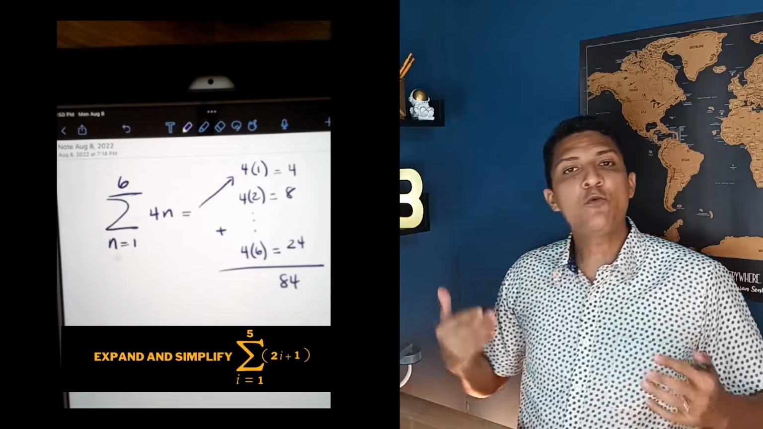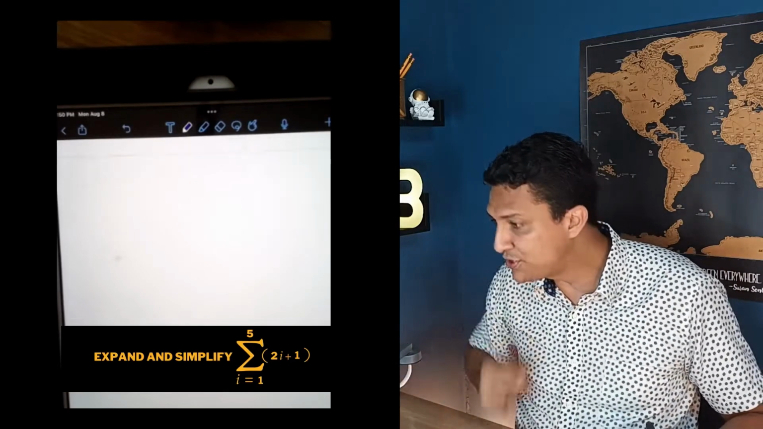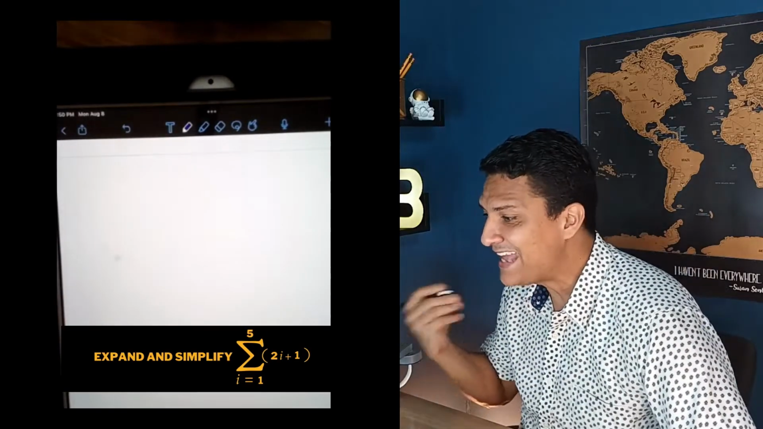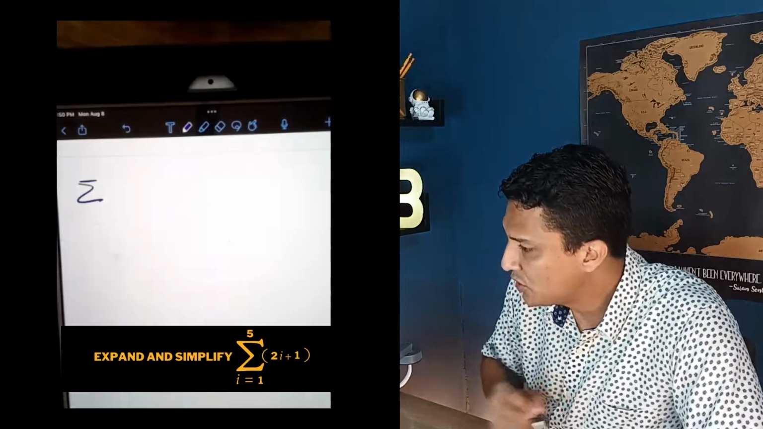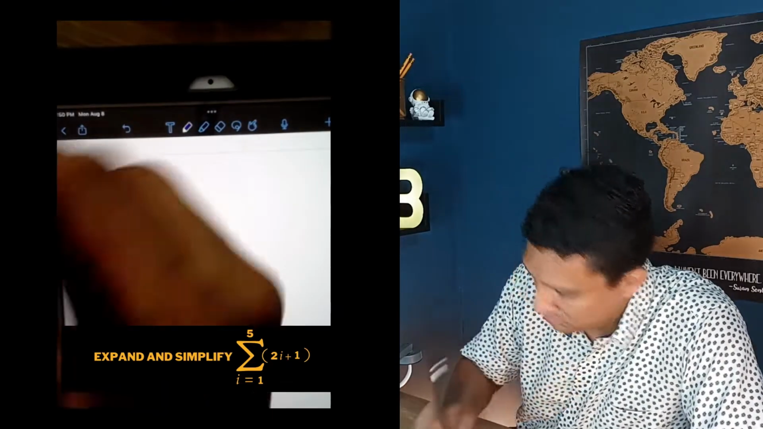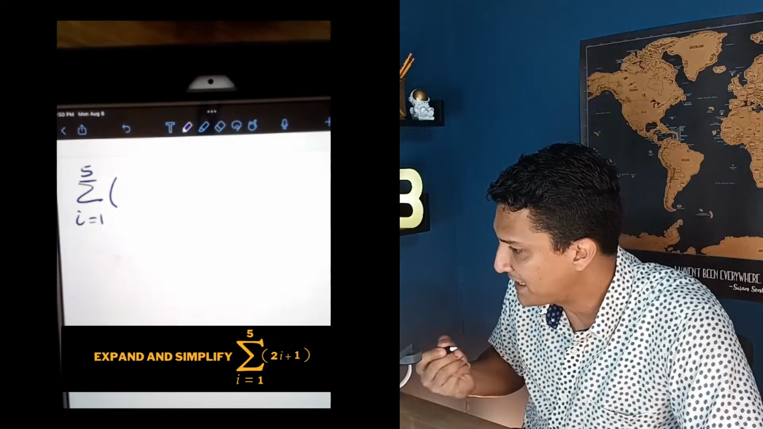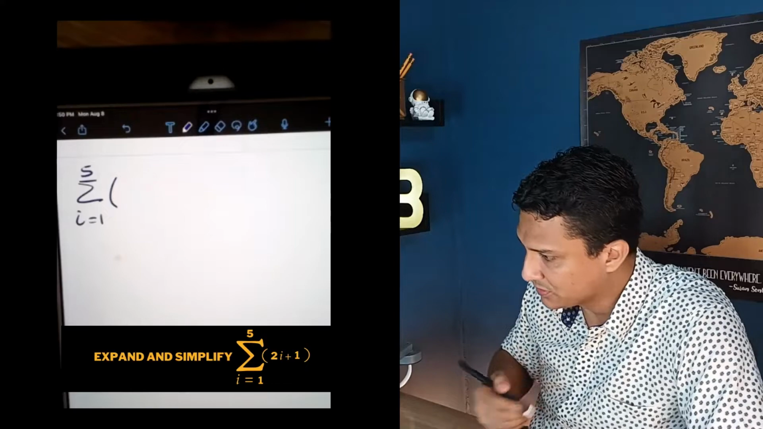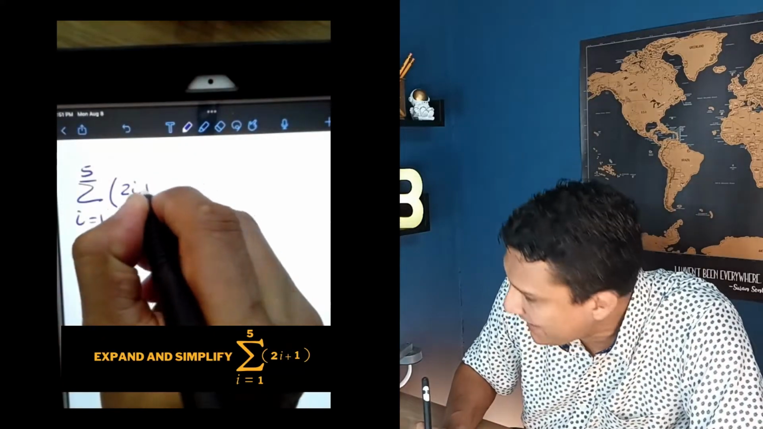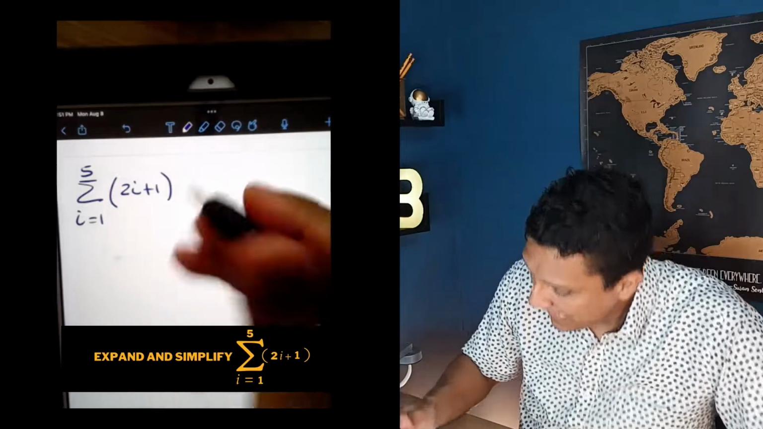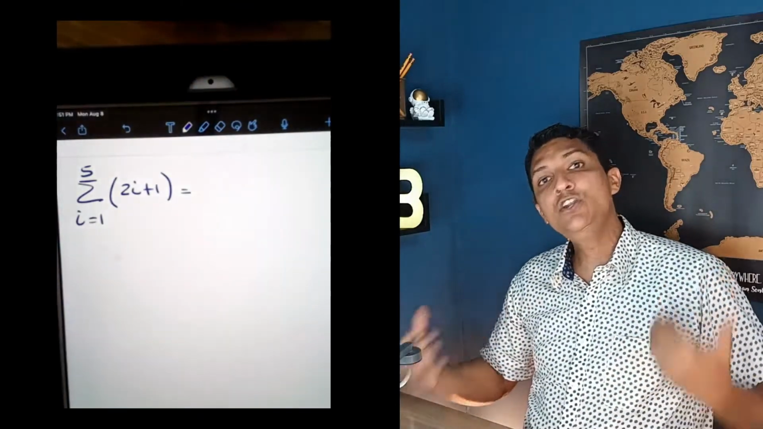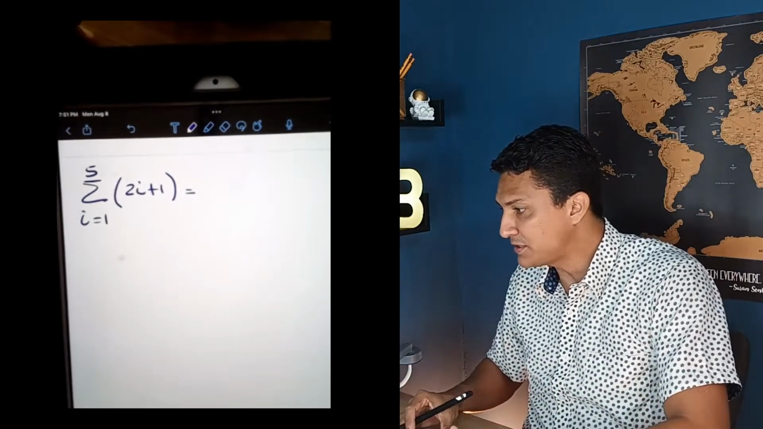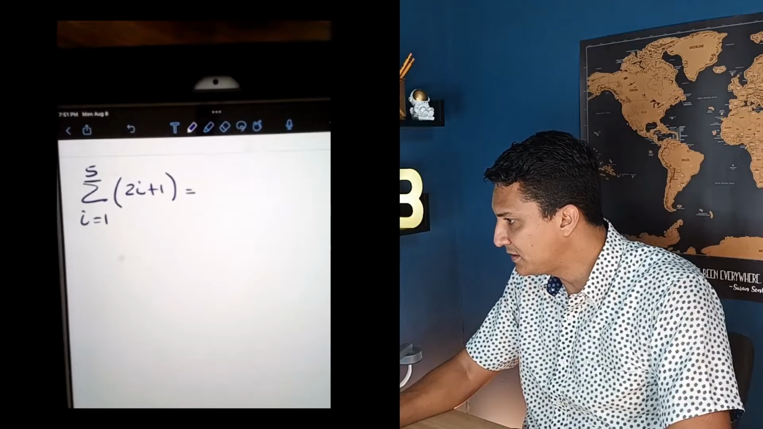Okay, so now we have this other example, example number 2. And I'm going to write it first. It says expand and simplify. Notice that we have the expression, the sum from i equals 1 to i equals 5 of the expression 2i plus 1. And again, I'm just going to show first that I know the procedure, okay? So what I'm going to do, I wrote an equal sign. Hold on, let me see if this is clear in the image.